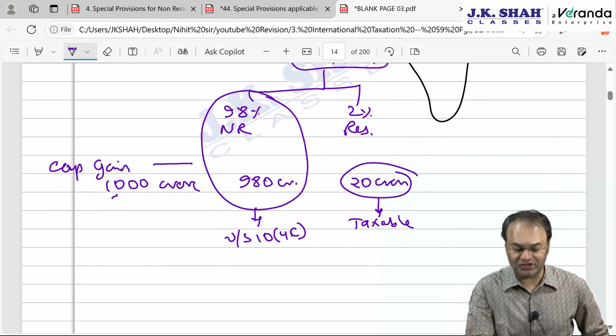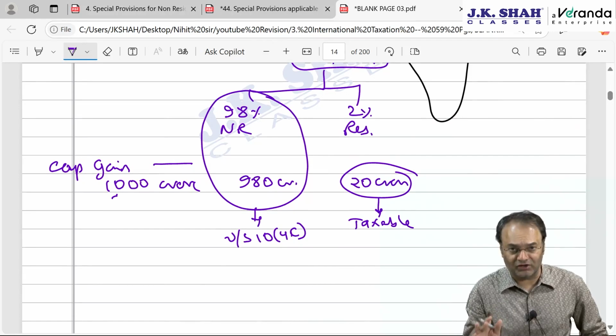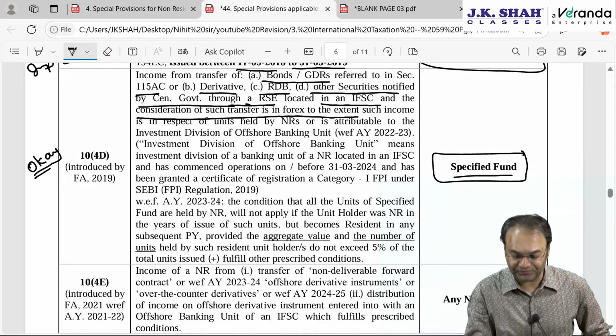Are you clear with this? This is an important point. Keep it in your mind that not the entire income will be exempt, but only certain income.